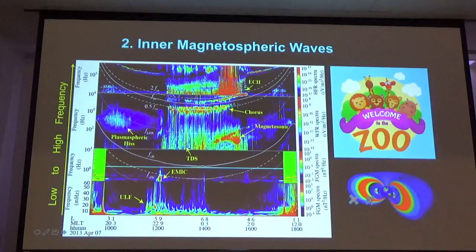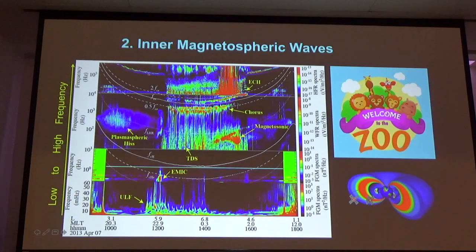Okay, then let's move on to the second part about the inner magnetosphere waves. And welcome to the zoo of the plasma wave. This plot shows the overview figure from the Van Allen Probes, showing as a function of frequency and time the waves all the way from the millihertz range up to the several hundred kilohertz range.